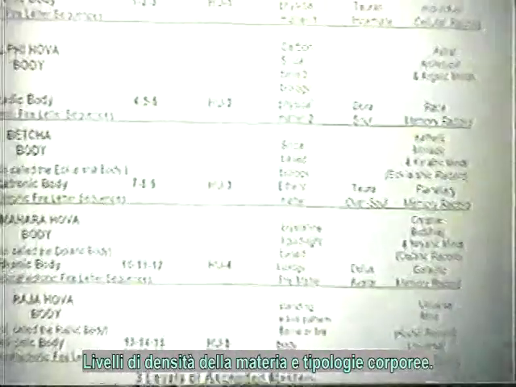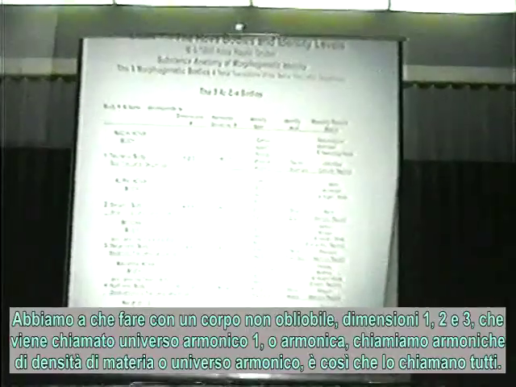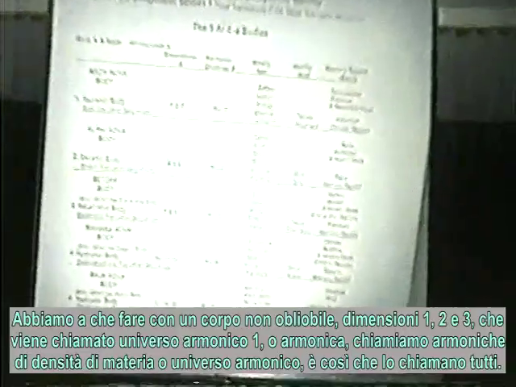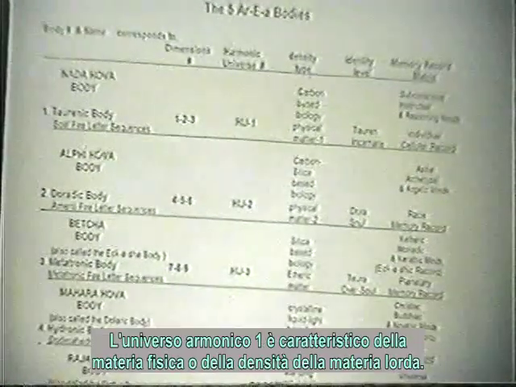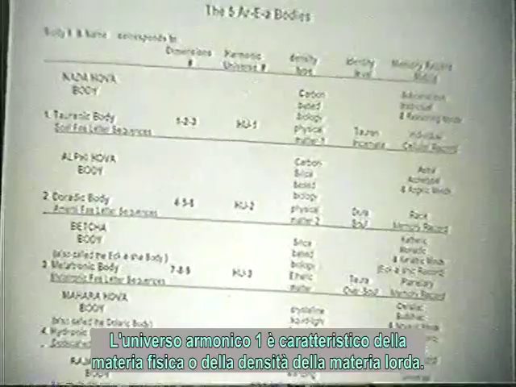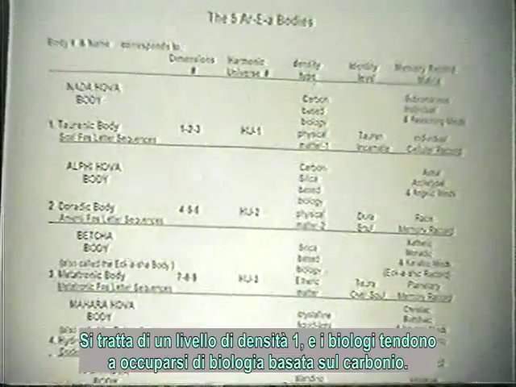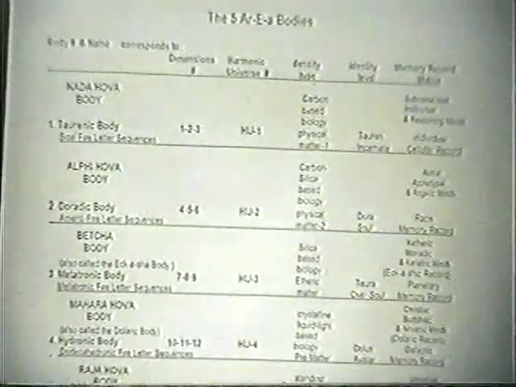Okay, here we go. Matter density levels and body types. We're dealing with the Nada-Huva body, dimensions 1, 2, and 3, which is called harmonic universe 1, or we call them harmonics of matter density, or harmonic universes, whatever you want to call them. Harmonic universe 1 is characteristic of physical matter or gross matter density. It's density level 1, and the biologies tend to be carbon-based biology.